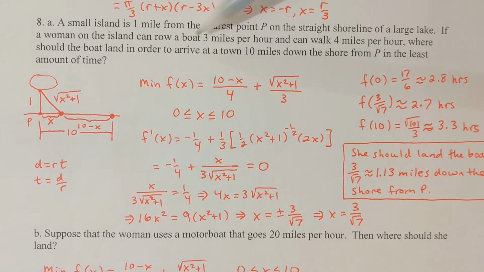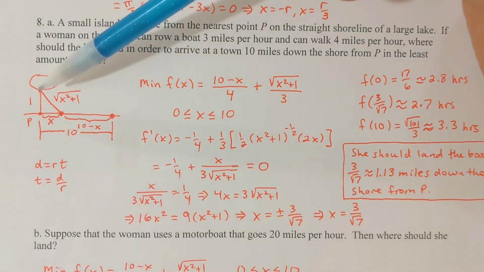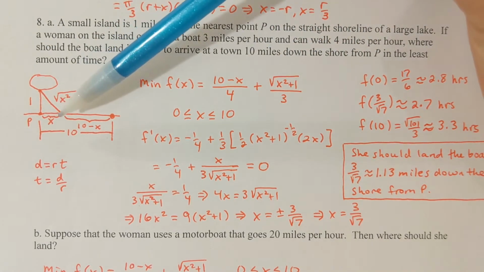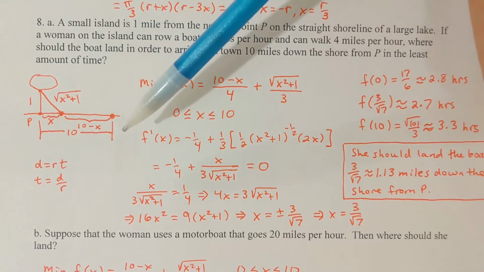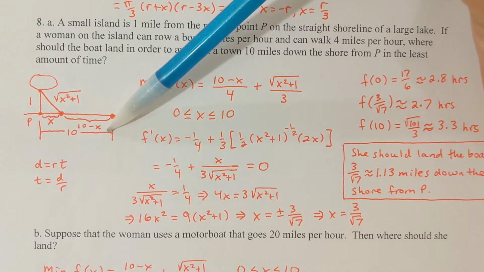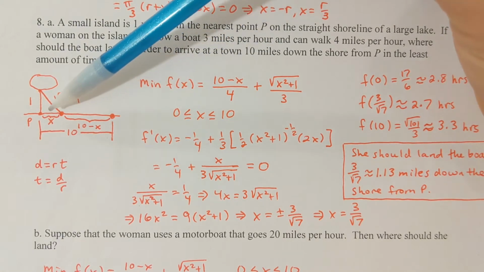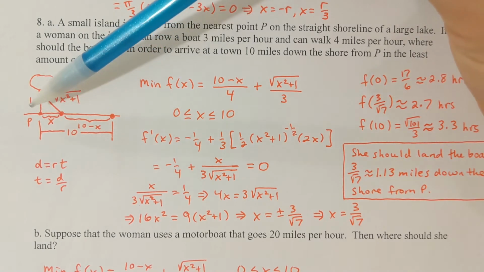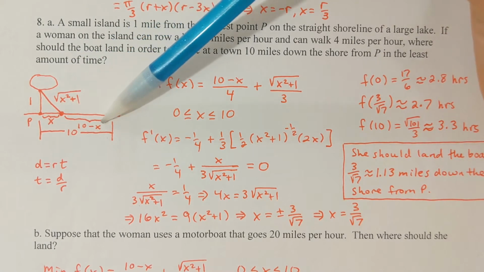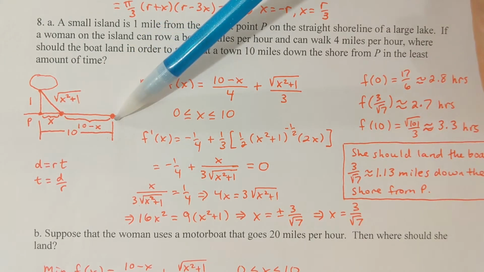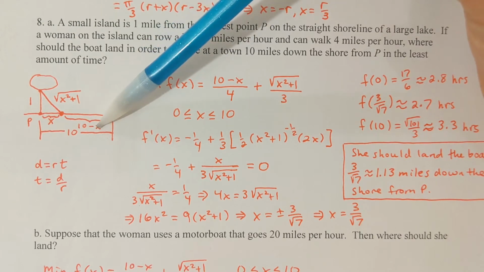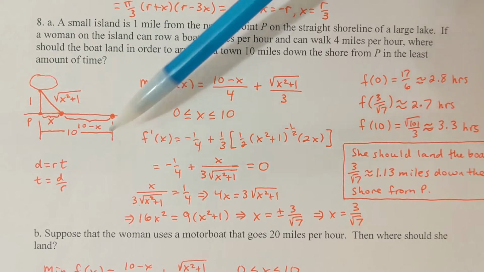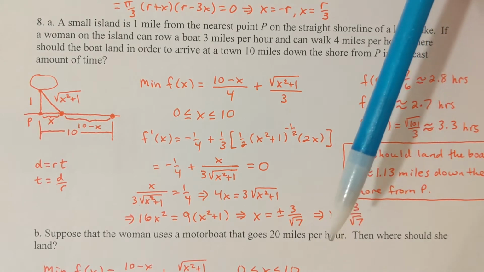Okay, now she can row a boat 3 miles per hour. She can walk at 4 miles per hour. So where should she land the boat? Well, let me call the distance from where she lands the boat to point P x. The town is 10 miles away from point P. So if that distance from where she lands the boat to point P is x, then the remaining distance she would have to walk to town would be 10 minus x, right? Because 10 minus x plus x would give me 10 miles as that distance.